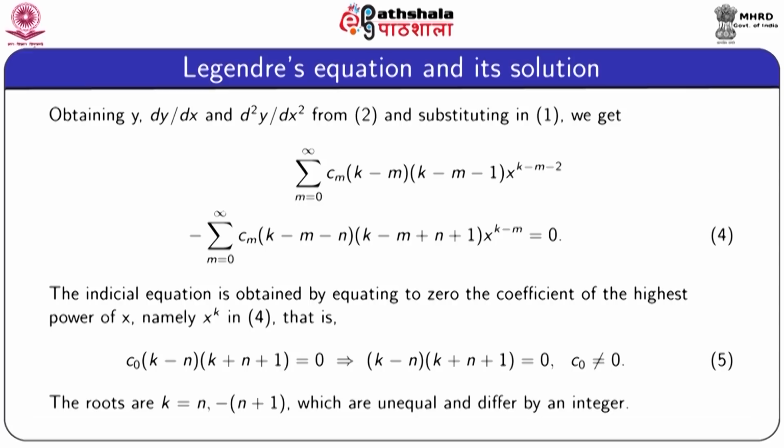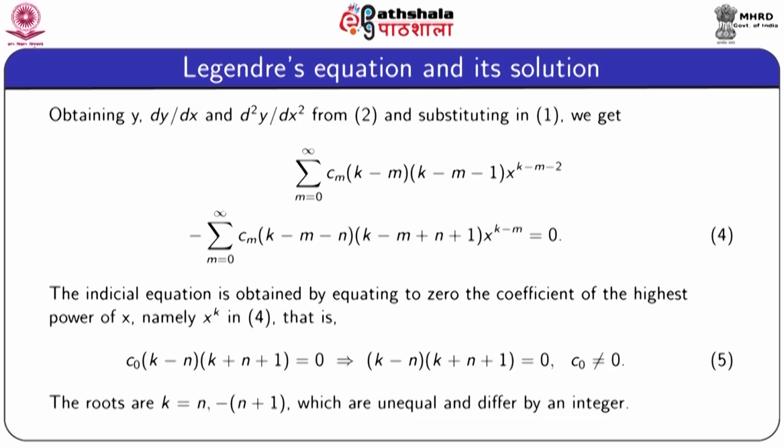If I put m equal to 1, I get x to the power k minus 1 here and x to the power k minus 3 here. So, obviously, x to the power k is the highest power of x that we obtain from this equation by substituting m equal to 0. So, the indicial equation in this case will be obtained by putting m equal to 0 in this particular equation.